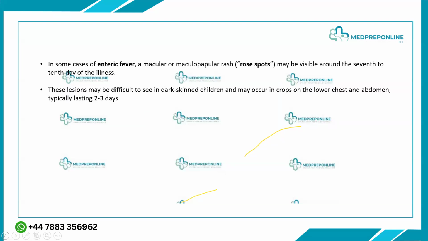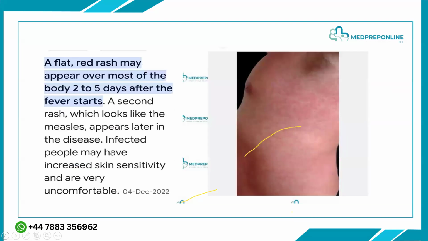In some cases of enteric fever, a macular or maculopapular rash or rose spots may be visible around the 7th to 10th day of illness. These lesions may be difficult to see in dark-skinned children and may occur in crops on the lower chest and abdomen, typically lasting 2 to 3 days. So ये आपको पता होना चाहिए कि रो स्पॉट्स क्या होता है.